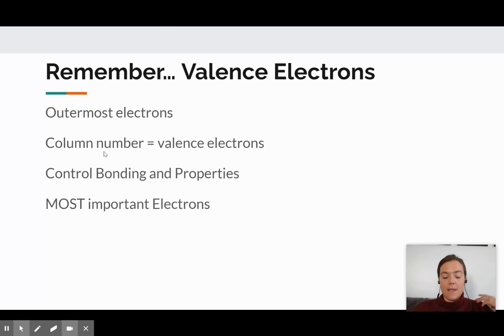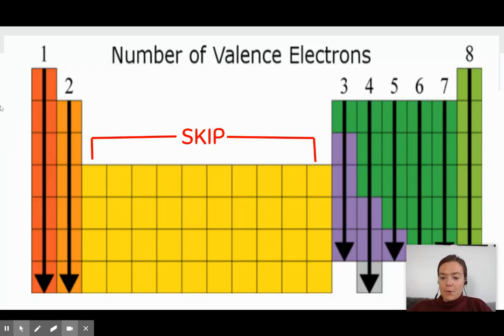and that's what determines the properties. So remember that the column number tells you the number of valence electrons, and that all of the elements in that column have the same number of valence electrons. We also know that they have similar bonding properties as well as general characteristics, and that's because of the valence electrons. These guys are so important, especially for what we're going to be doing when we get back from break. So again, remembering this setup: first column, second column, skip all these because they are weird. 3, 4, 5, 6, 7, and 8.